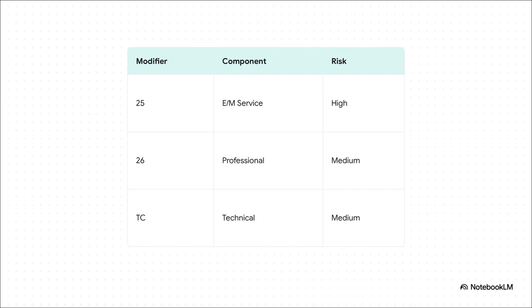Let's wrap this all up with a quick table comparing what we've covered today. Modifier 25 isolates E&M services and, as we know, carries a high audit risk. Modifier 26 covers the physician's professional interpretation, while TC covers the facility's technical resources. Both of those sit right at a medium risk level. Locking in these rules is going to immediately protect your practice's revenue cycle.